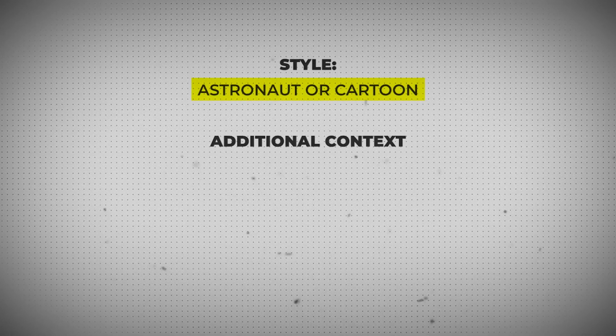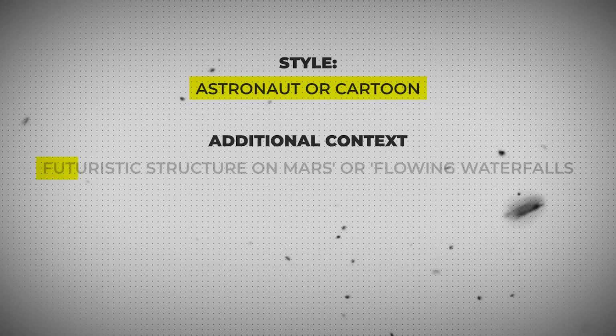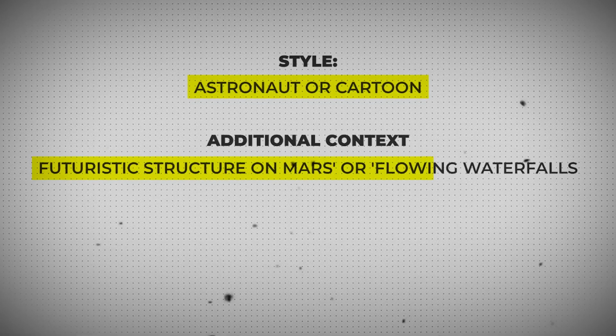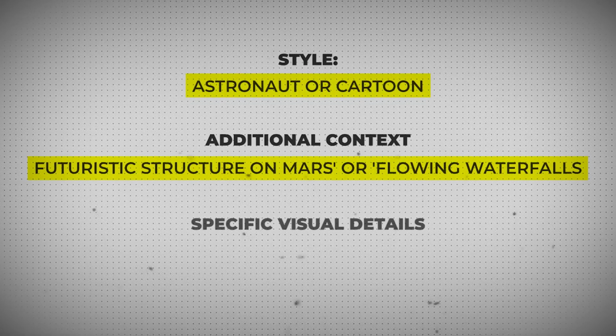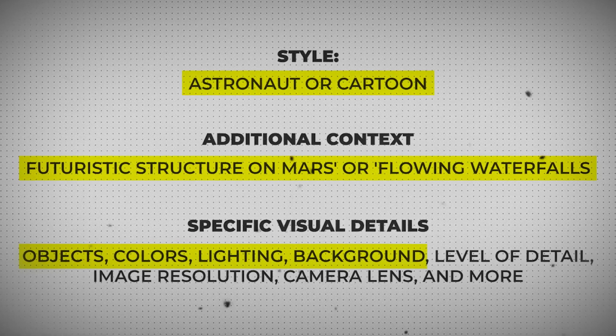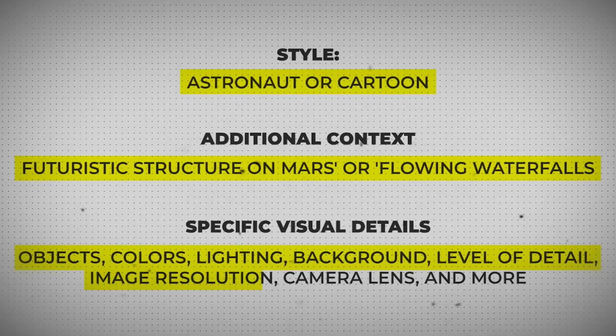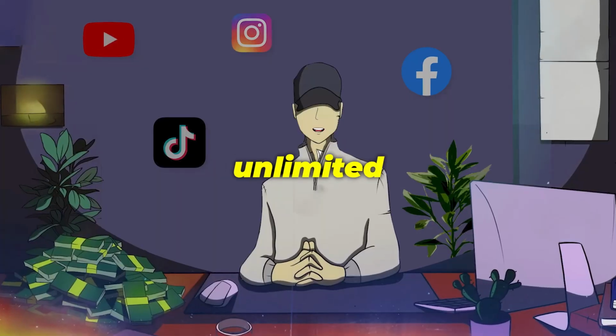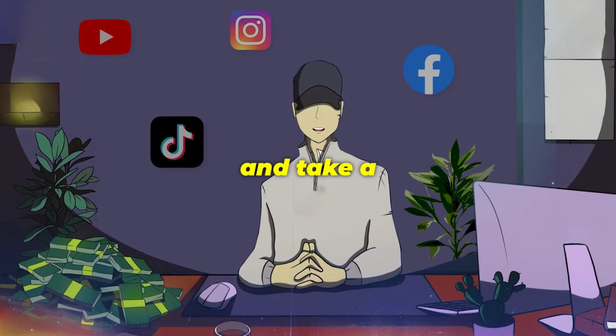Then, provide additional context, such as a futuristic structure on Mars or flowing waterfalls. Next, list specific visual details, including objects, colors, lighting, background, level of detail, image resolution, camera lens, and more. There are unlimited possibilities. All you need to start with is practicing and trying different things. Let me give you a few prompt examples and take a screenshot.